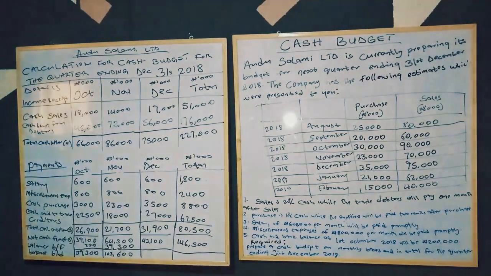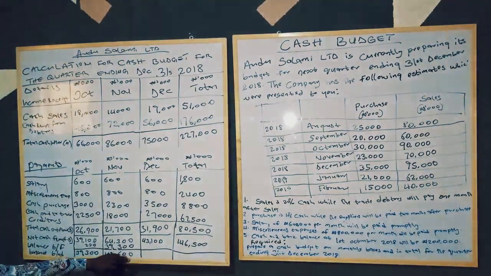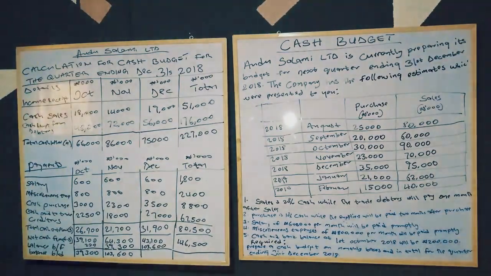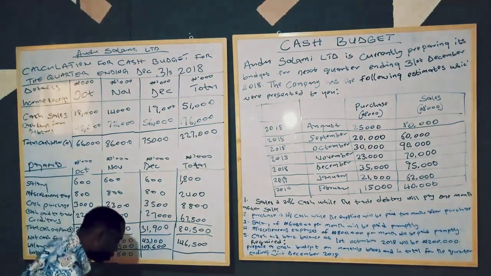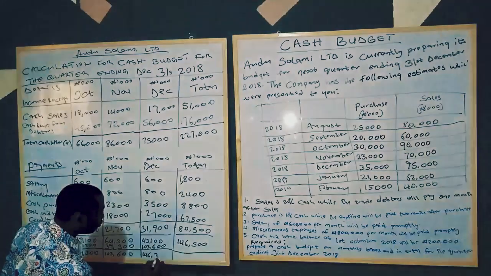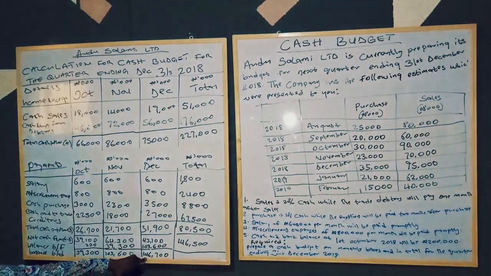Now this 103,600 is the total amount that November ends with, and it's going to be the total amount that December will start with. So our balance brought forward for December will be 103,600. When we add it to the net cash flow of December, we will get 146,700. So this is the total amount that December ends with.